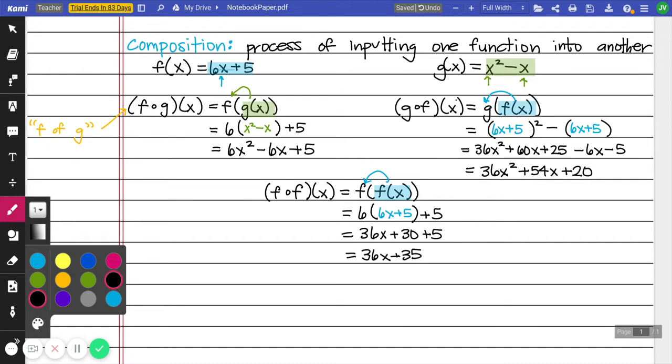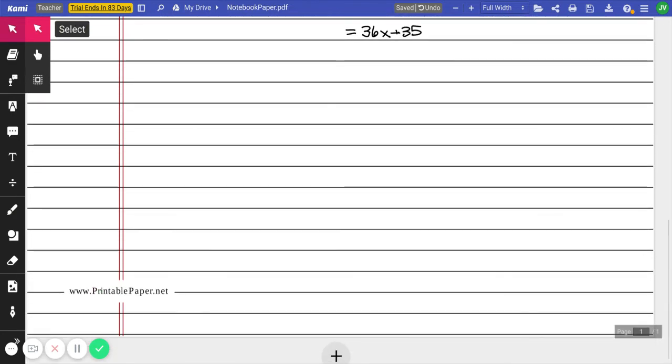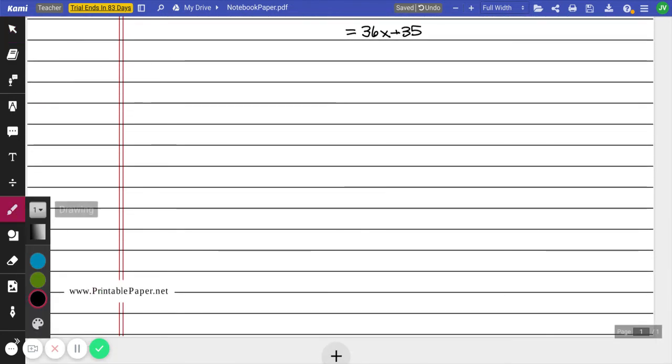But composition is about substituting information, one piece of information into another piece of information, or one function into another, and then simplifying it to the best of our ability. Okay? Composition has a partner in crime, or maybe it's an evil twin, I don't know what you want to say, called decomposition.